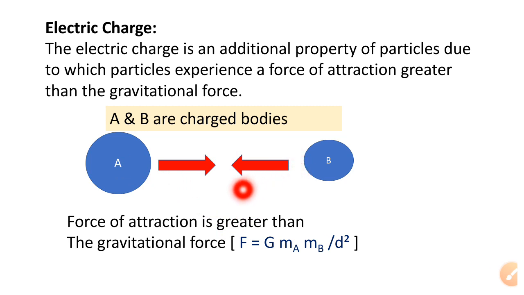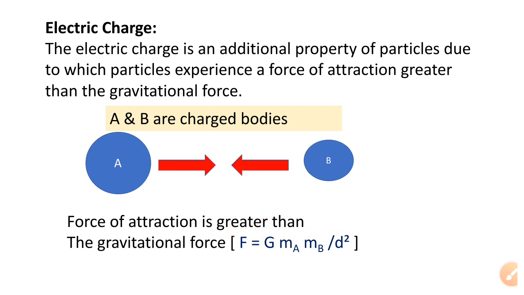So this force of attraction is greater than the gravitational force of attraction, which is numerically equal to G times mass of A into mass of B divided by d square. So whatever the force of attraction between those two charged bodies, it is greater as compared to this gravitational force.